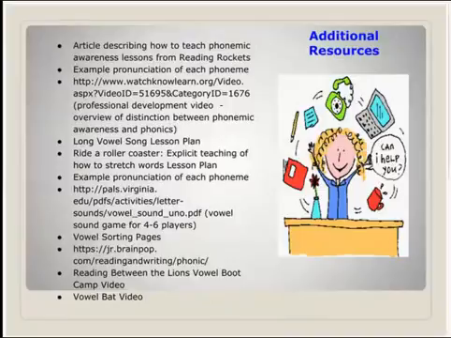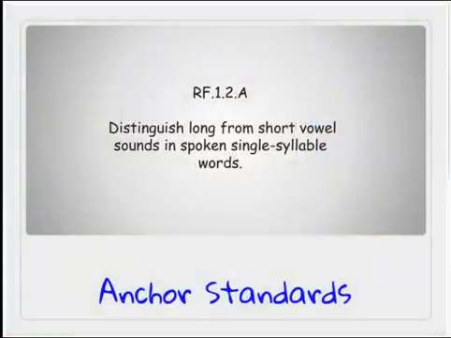Additional resources. RF 1.2a distinguish long from short vowel sounds in spoken single syllable words.